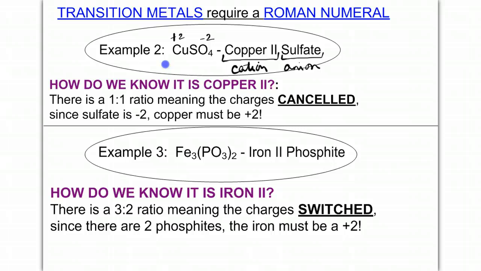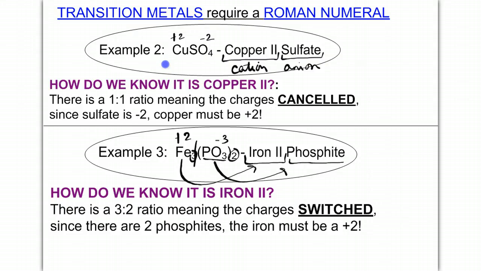My other example is iron 2 phosphite. Here is my iron. Because of this 2, that means the iron must be +2. Because of that 3, that must make this charge a 3. Iron +2 is called iron 2, and the PO3 with a -3 charge is called phosphite.